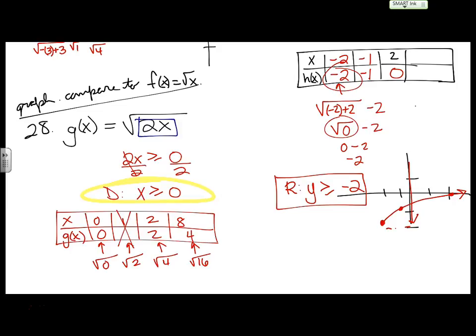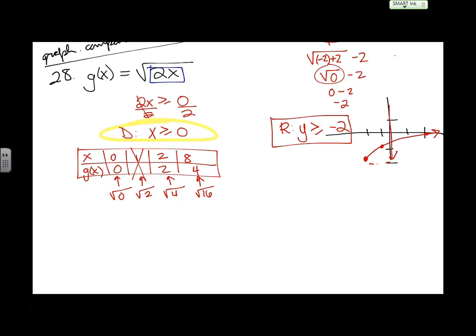Alright, so kiddos, that was all to get the graph. But to be honest, the point of number 28 was not the graph. It's good if you can get it. But what was the second part of the directions? Compare. Okay, so I have my 0, 0. I have my 2, 2. And I have my 8, 4.